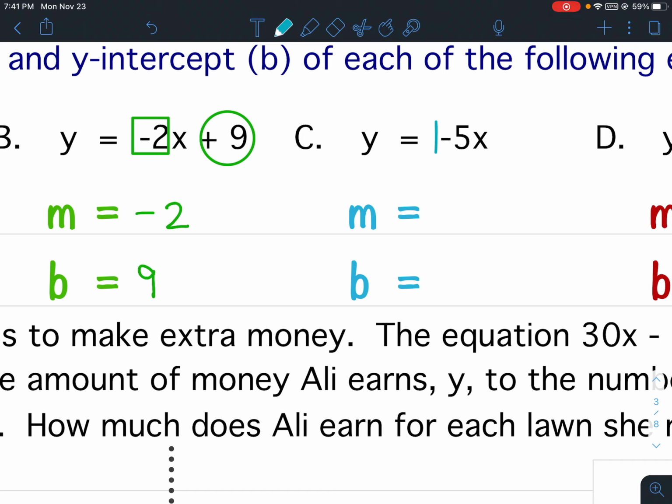For C, my slope is in front of x, so my slope is -5. Now, there's nothing behind x. If there's nothing behind there, what number represents nothing? That would be 0. So in this case, when there's no constant, that means the y-intercept is 0. In other words, this graph goes through the origin. So y equals -5x will cross through the origin and has a slope of -5.